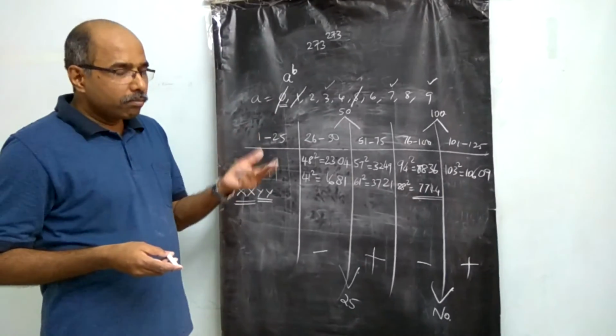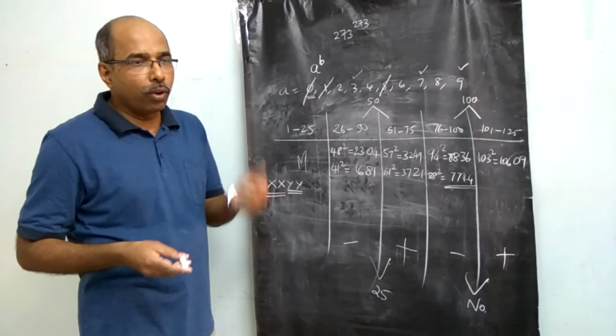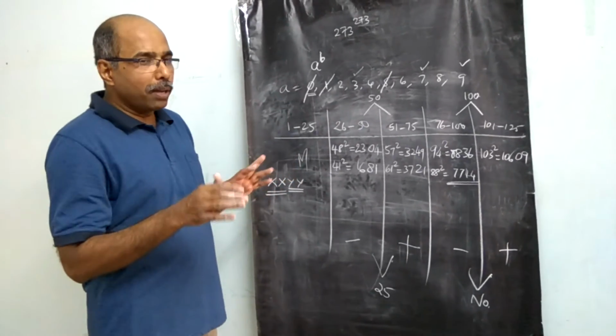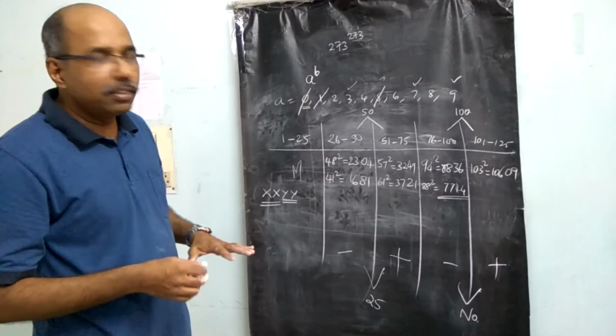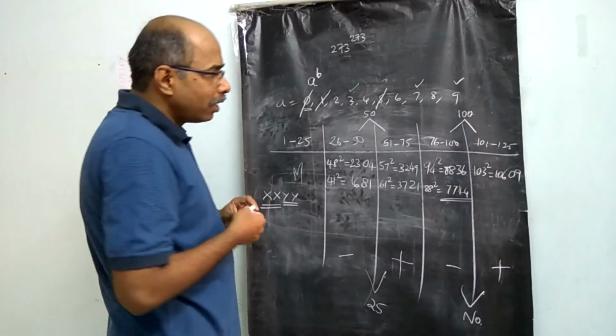16, 25, 36, 49, 64, 81. No two-digit perfect square can be written in the form xx. What have I understood from this entire calculation?